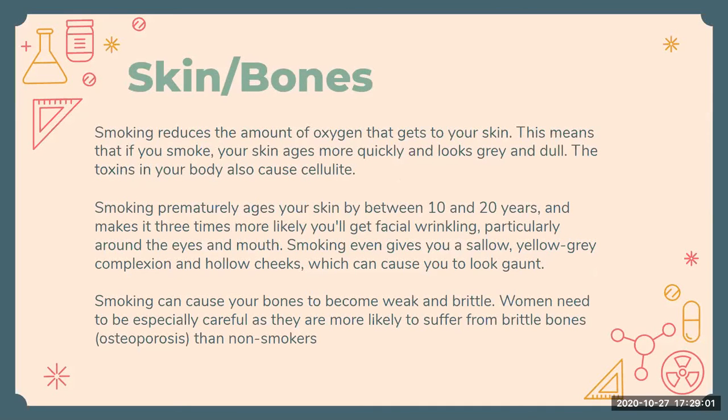The skin and bones. Smoking reduces the amount of oxygen that gets to your skin. This means that if you smoke, your skin ages more quickly and looks gray and dull. The toxins in your body also cause cellulite. Smoking prematurely ages your skin by between 10 and 20 years and makes it 3 times more likely you'll get facial wrinkling, particularly around the eyes and mouth. Smoking even gives you a shallow yellow-gray complexion and hollow cheeks, which can cause you to look gaunt.